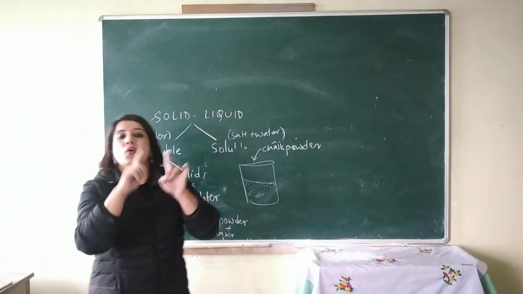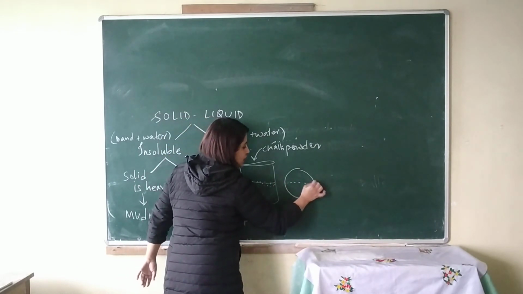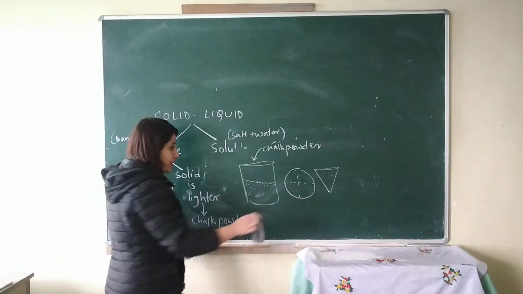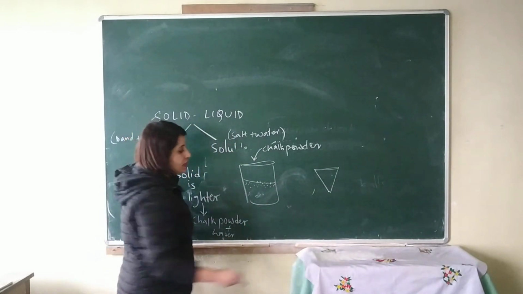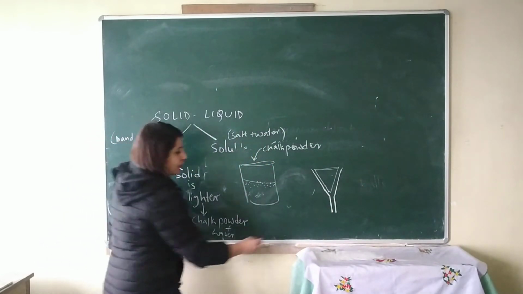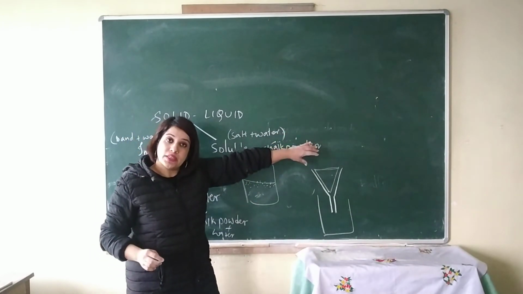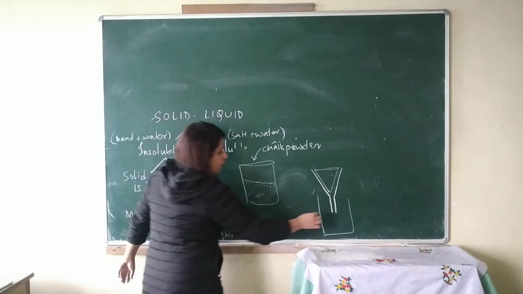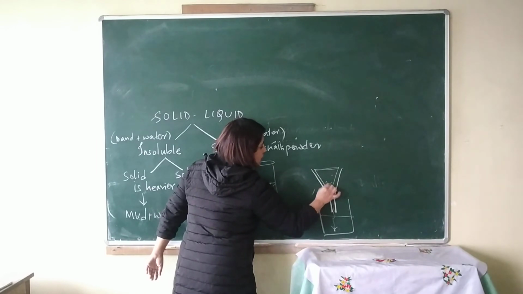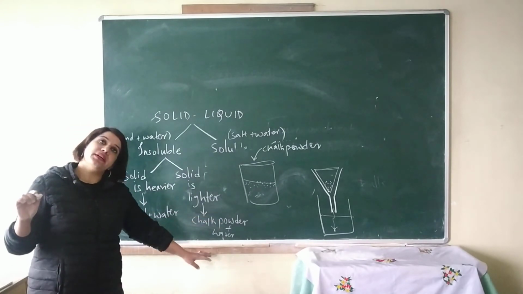So now what do we do? We take a filter paper and, suppose this is a filter paper, we fold it like this and like this, so it forms a cone. Okay, and then we take a funnel and insert this filter paper inside the funnel. Then I'll keep another beaker here. Now pour this mixture through this filter paper. All the water will come down. The chalk powder is left behind here. So we have easily separated chalk powder and water.